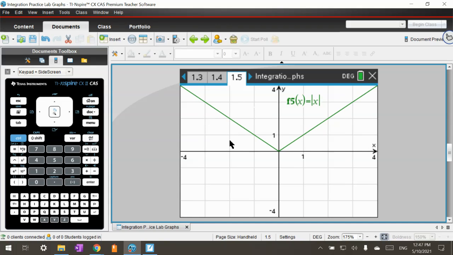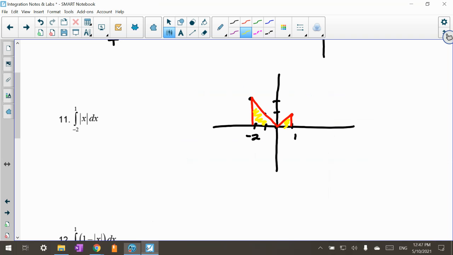But because I'm going from -2, if I drop it down here, I'm looking at the area of this triangle, and I'm coming over to 1, so I'm looking at the area of this other triangle. When I put this in my calculator, I actually get 2.5. So let's figure out how we can do this with shapes.